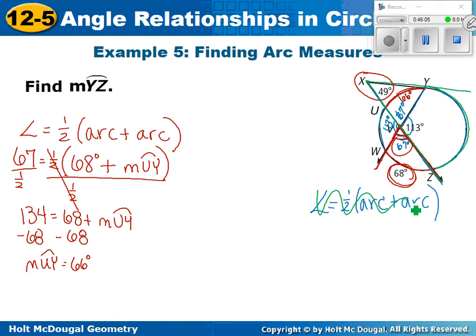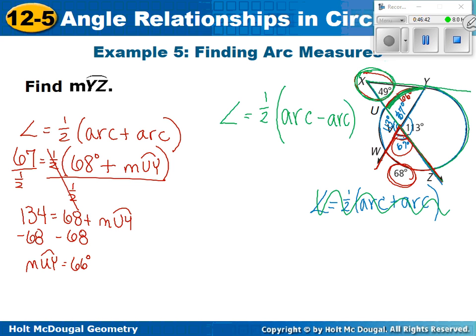So instead of using what I thought about first in blue, what if we use this angle outside the circle? Notice it creates YZ because now we know this angle in green. And what's the other arc that it creates, the smaller arc? 66, the one we just found. Do you guys see that? So now we're going to use the one outside the circle. So let's use our rule. Angle outside is equal to 1/2 of what? Arc minus arc.